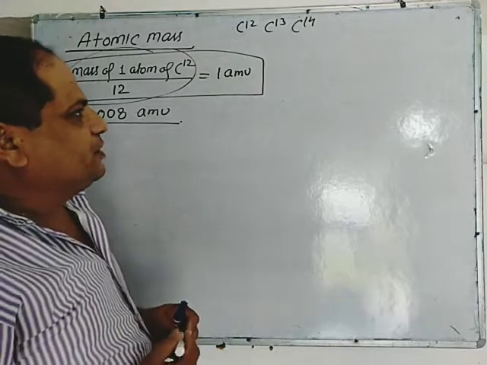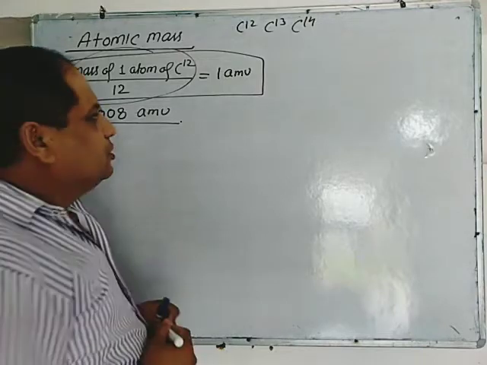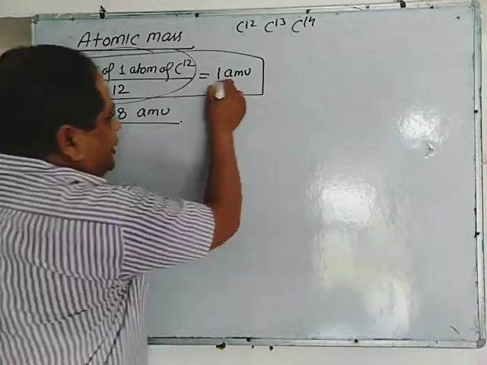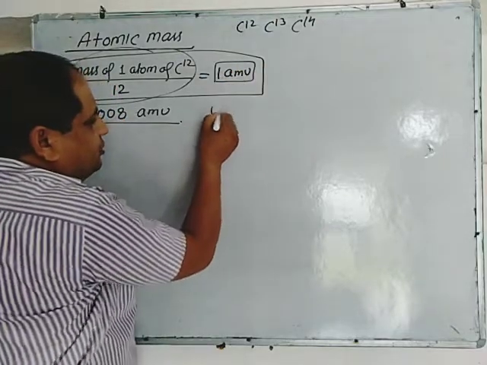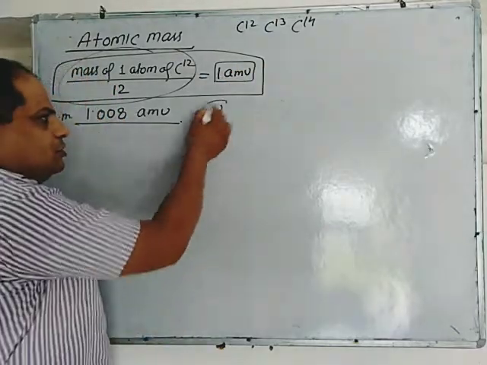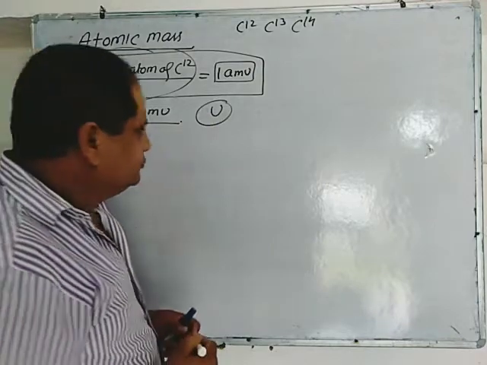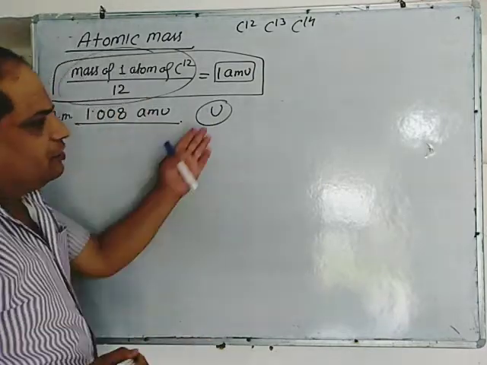So this is atomic mass and atomic mass unit. Now these days, this AMU is also replaced by U. U means AMU, unified mass.